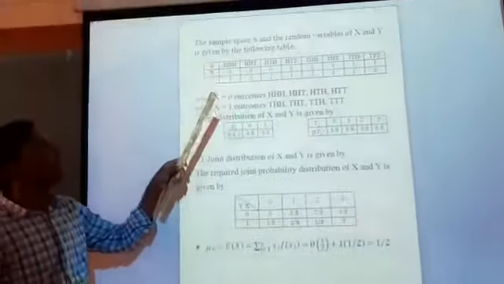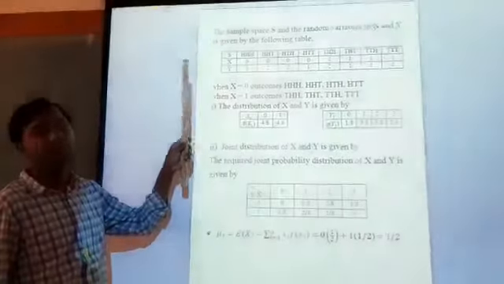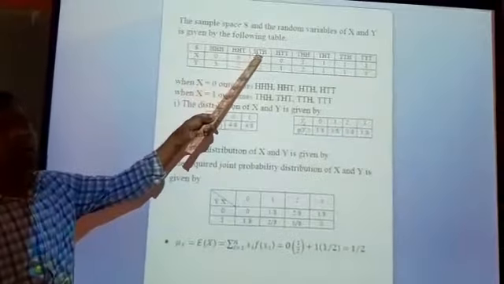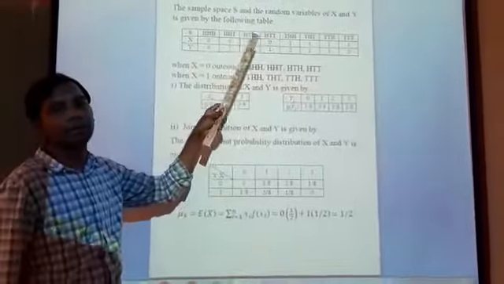In the question, the coin is tossed 3 times. If you toss the coin 3 times, the number of possibilities will be 8. So these are the possibilities: HHH, HHT, and so on, up to TTT. These are the 8 possibilities after tossing the coin 3 times.